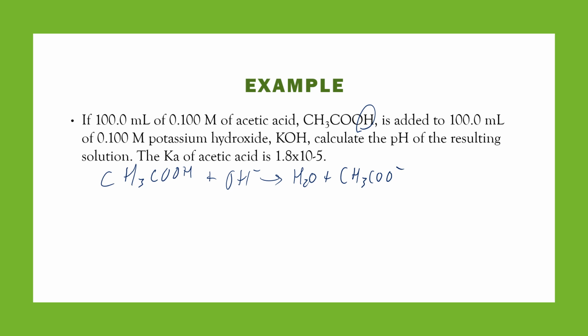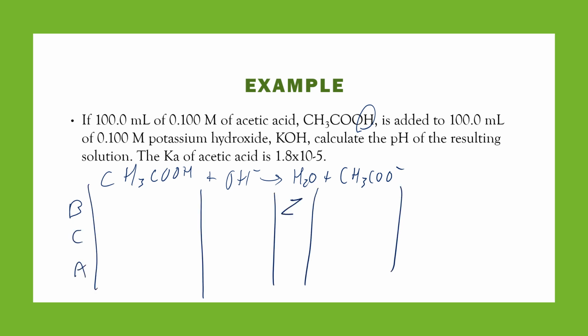Calculate the pH of the resulting solution, and then they give you the Ka. So I'm going to use a BCA chart because it's a reaction and the water doesn't affect our answer. I don't have any of the conjugate base to begin with, but I need to calculate the moles of each. So that's 0.1 liters times 0.1 molar, that's 0.01 moles. Okay, so I have 0.01 moles of each.